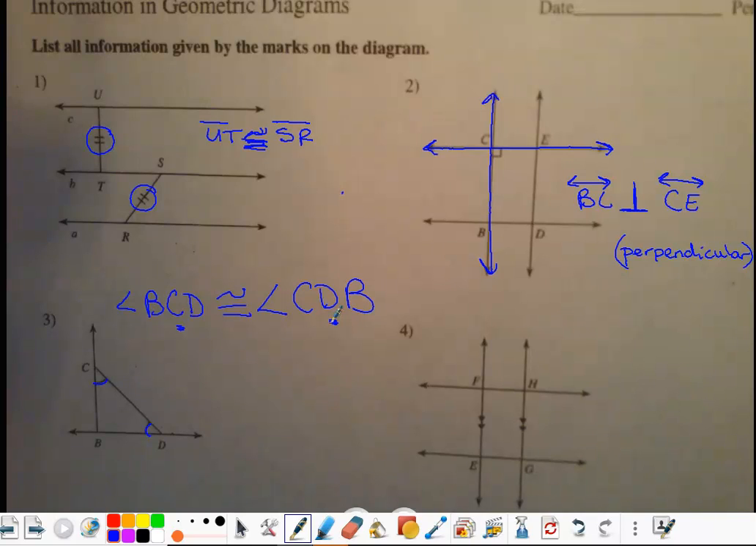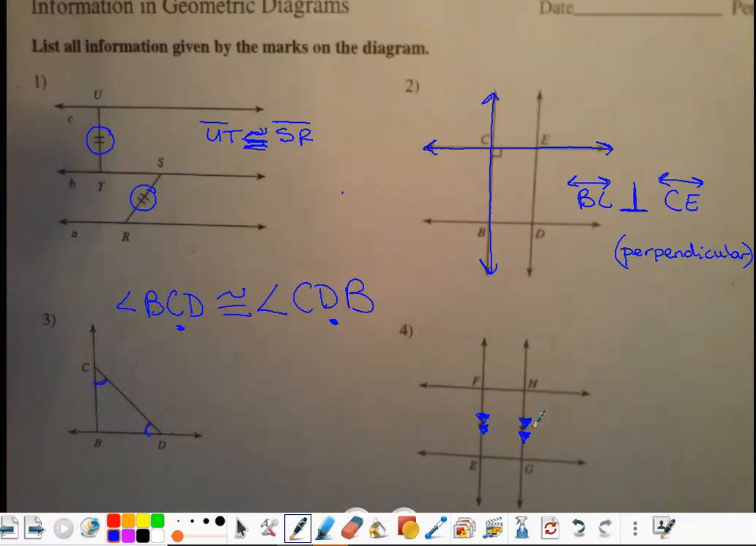Good. Now 4 is one we have not talked about. Do you all know what those marks mean on number 4? They're not lines. Those are little arrows. Does anybody know what those little arrows mean? Never seen them before. Perfect. That's going to help us next week, as we move forward.